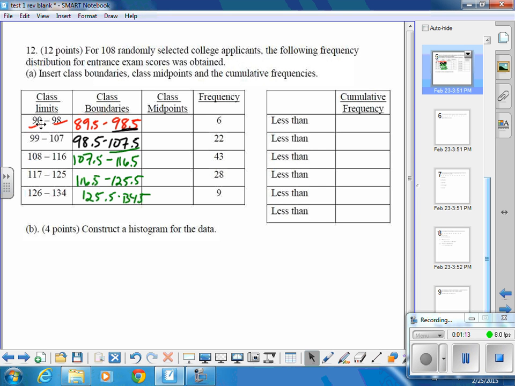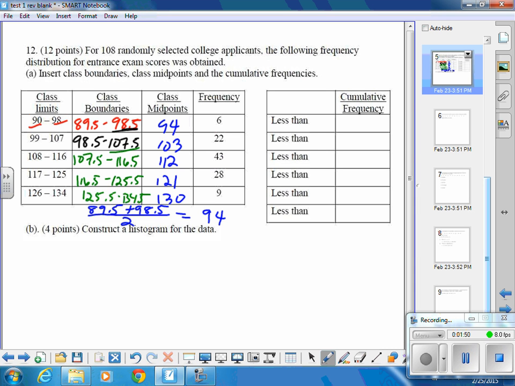Now, the next part is asking for the class midpoints. How do you find that? Well, you want to add your class boundaries and divide by 2, that's it. So I'm going to do this down here. So it would be 89.5 plus 98.5 all over 2. And then that ends up giving me 94. And so I do this for all of them. I get 94, 103, 112, 121, 130. That's my class midpoints.